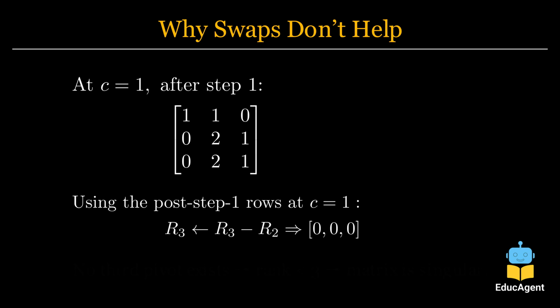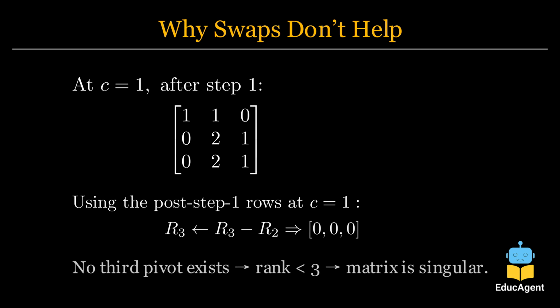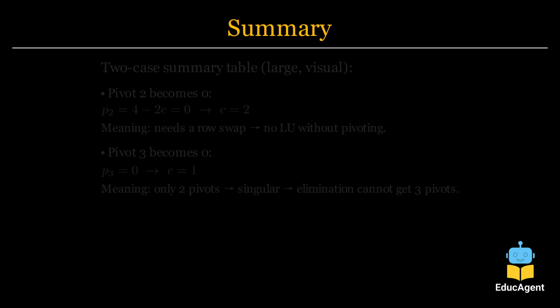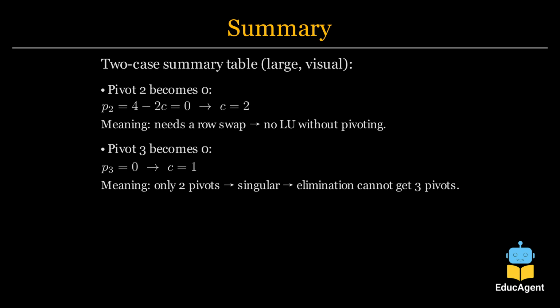This isn't a wrong row order problem. The matrix simply doesn't have 3 independent pivot rows, so row exchanges can't create a third pivot. Two different pivot failures: C equals 2 blocks the second pivot unless you swap, while C equals 1 destroys the third pivot because the matrix loses rank.